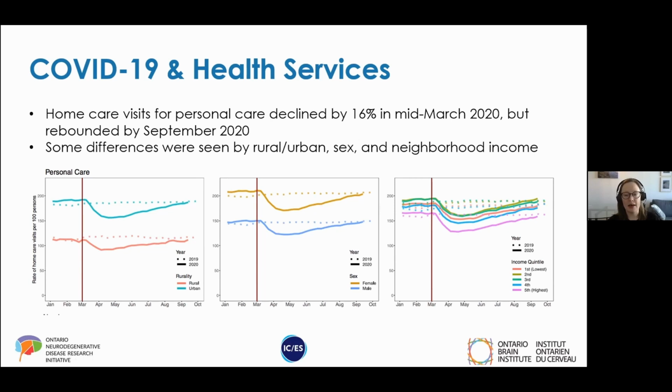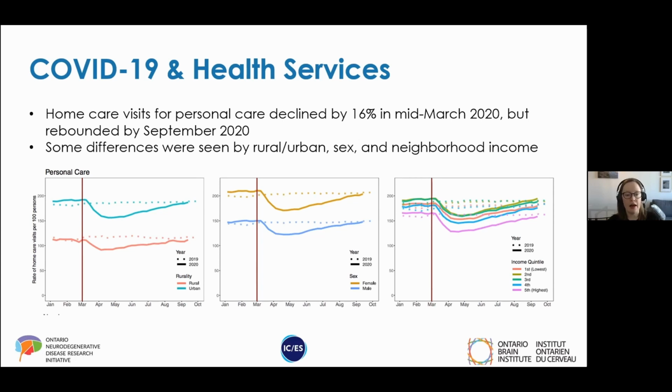So what we found was that people living in rural areas generally exhibited a slightly larger decline in home care services for personal care during the pandemic than people who were living in urban areas. We found that men and women had similar declines in home care service use during the pandemic, and those living in the highest income neighborhoods actually had a larger initial decline. The good news is that the home care services relatively quickly rebounded to what they were historically.